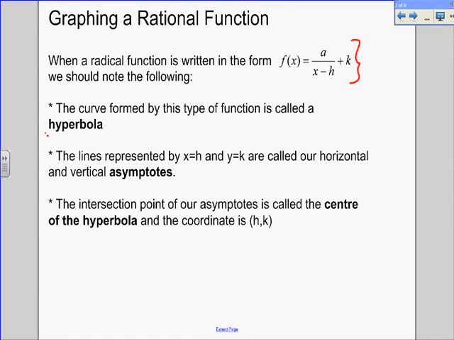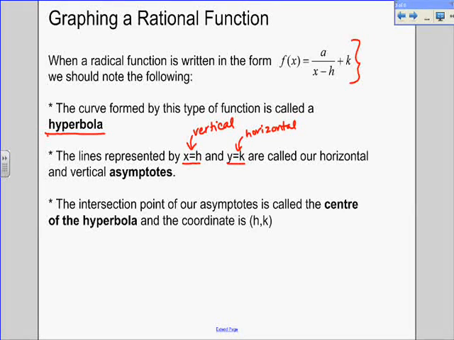curve called a hyperbola. Okay, so whenever you graphed a second degree polynomial, or a quadratic function, you ended up with a parabola. So whenever we graph a rational function, we end up with something called a hyperbola. On our hyperbola, on our curve, the lines represented by x equals h and y equals k are called our horizontal and vertical asymptotes. And this is actually backwards because this one is vertical and this one is horizontal.